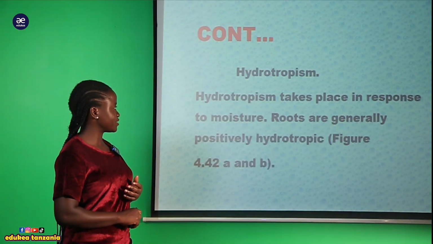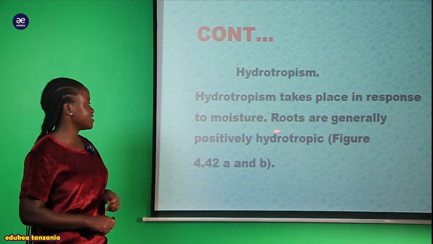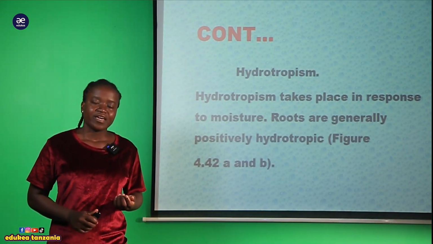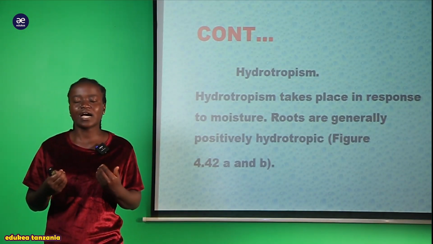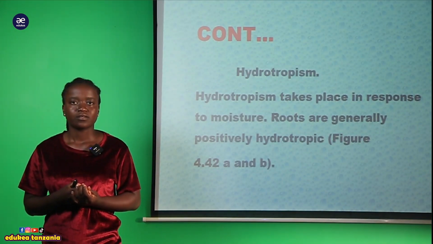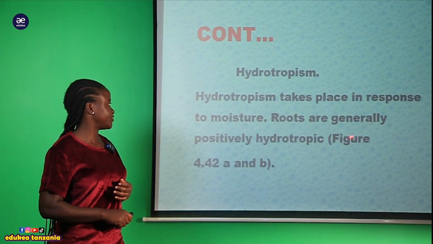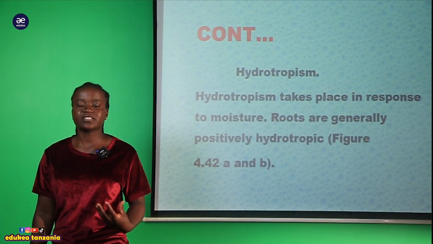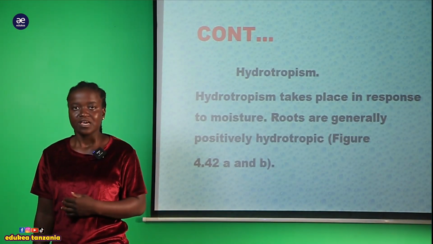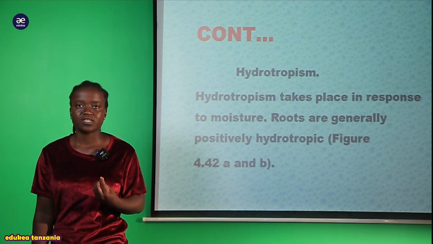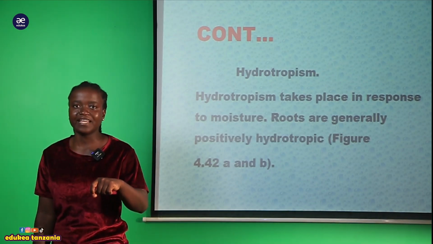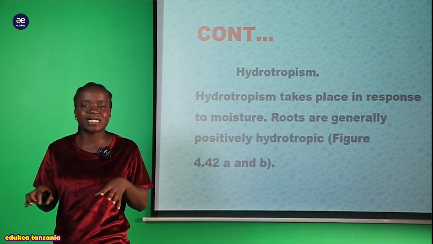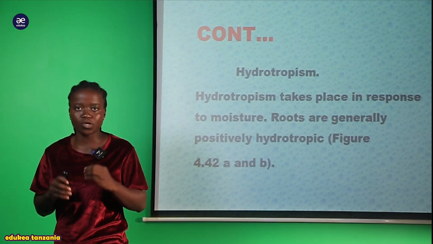So when we say that hydrotropism takes place in response to moisture, we can say that it occurs because there is water. So now we can say that roots are generally positively hydrotropic. The reason roots exhibit positive hydrotropism is that they tend to move toward the direction of water, and thereafter they make different kinds of branches so that they can find water within the soil.